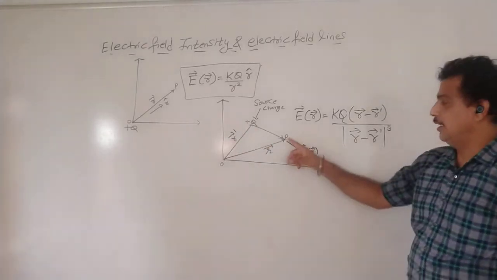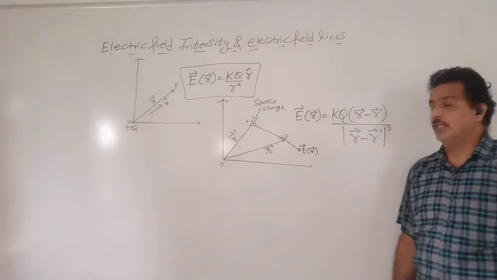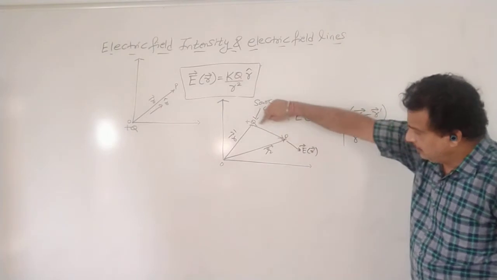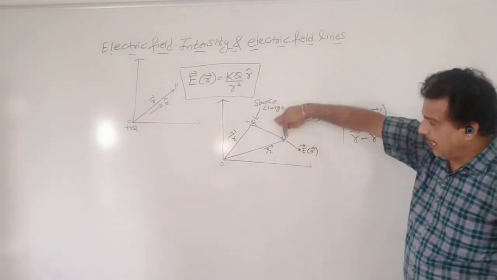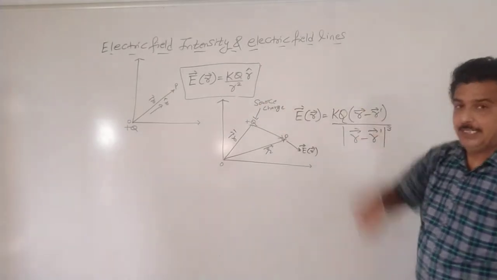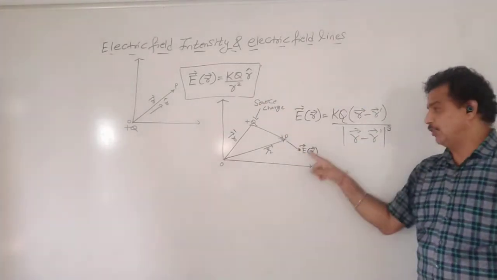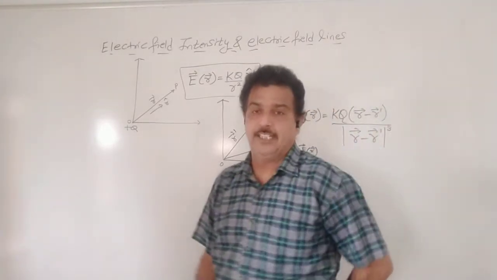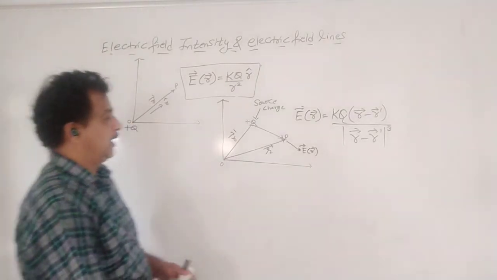Now again we consider point P whose position vector is R vector. If you remember Coulomb's law in vector form, we will be joining the line from source charge to the test charge. So I kept the arrow head towards P because the test charge will be repelled away. So this will be the direction of electric field intensity, because the electric field intensity is always in the direction of the force acting on the test charge.